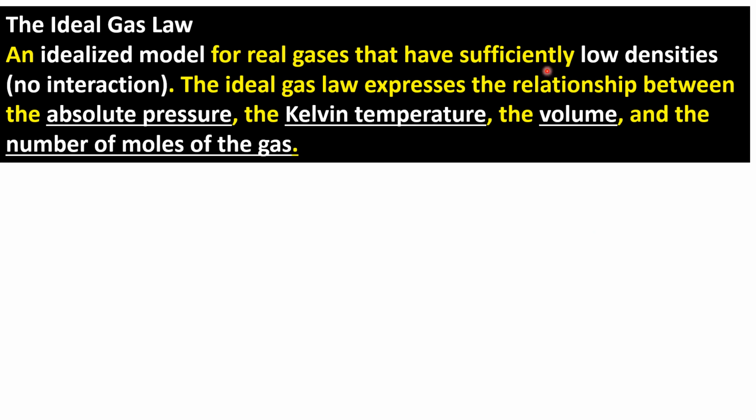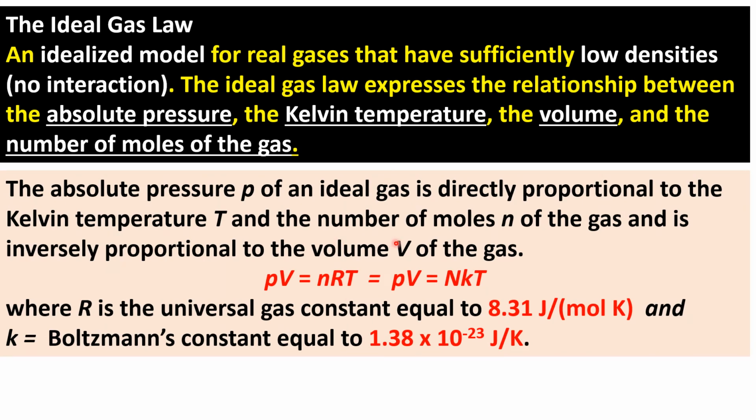So, the ideal gas law expresses the relationship between the variables: absolute pressure, the Kelvin temperature, the volume of the gas, and the number of moles of the gas. And we therefore state this equation that was presented earlier: the product of the pressure times the volume, or P times V, is equal to the product of n, the number of moles, times capital R, which is known as the universal gas constant, and the Kelvin temperature. It can also be expressed in another way. We can also express the product PV in terms of capital N, which means that we are talking about the number of molecules.